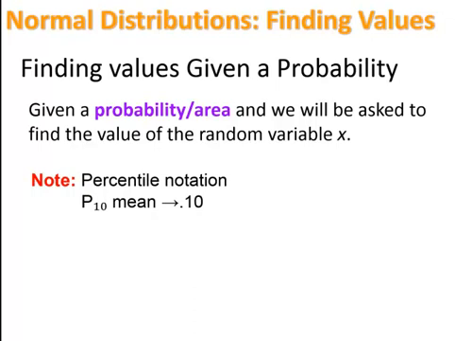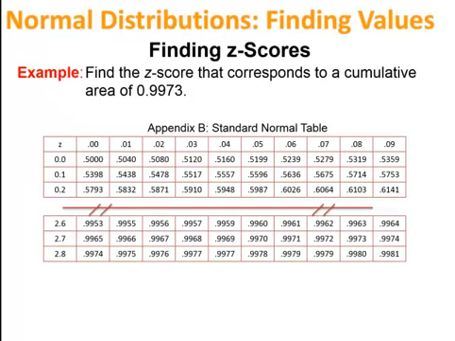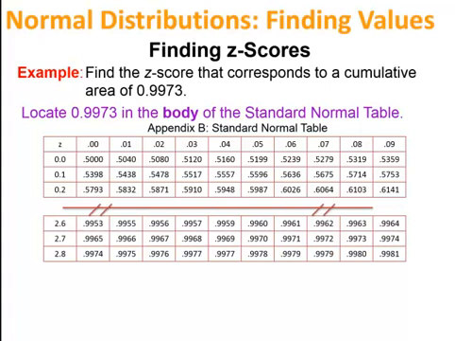And what that means is it's 10% or 10th percentile or 0.10. So it's important to be able to understand the abbreviations for percentile notation. So when you're finding the z-score, if you were to choose to use the table in your textbook, the way you would do it is you would take the area that's given, and in this case it's 0.9973, and you would look in the body of the standard normal table.